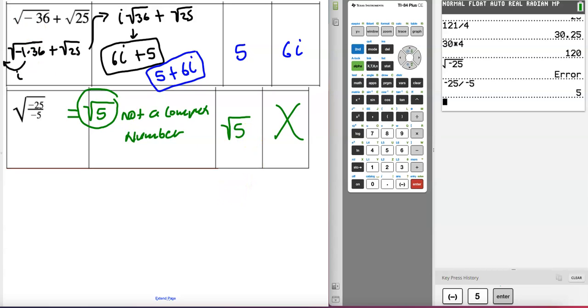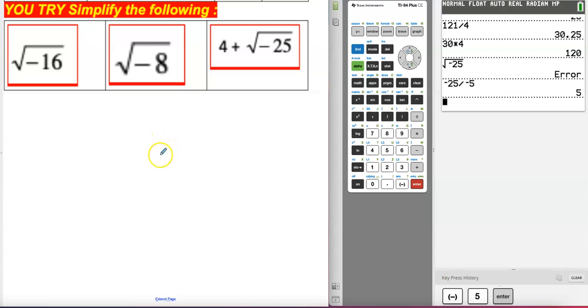Okay, all right. So now what I would like for you guys to do is to try some on your own, and then we'll come back and we'll take a look at these.